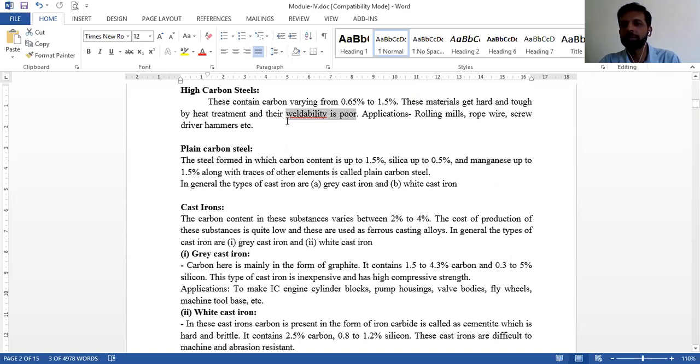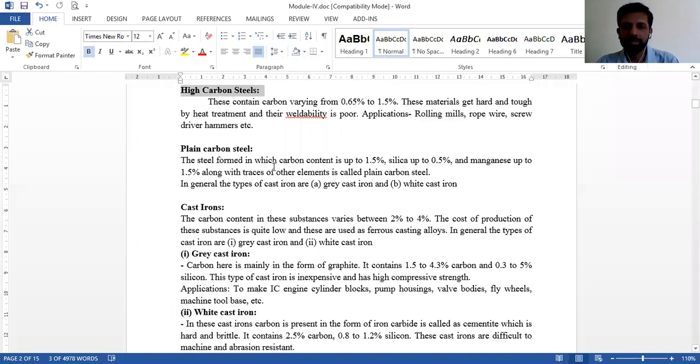Because of the high carbon content present in this particular material, we cannot use such types of materials for welding. Welding quality will be very poor. So they use this in rolling mills, where in the industries they will have large rolling mills, and steel balls they will use, right? Rope wires, screwdrivers, all these are made of high carbon steel, because they have to be really hard when they are used. It should not be soft, and it should not bend or break away when it is being used. So only in such applications they will use high carbon steels.